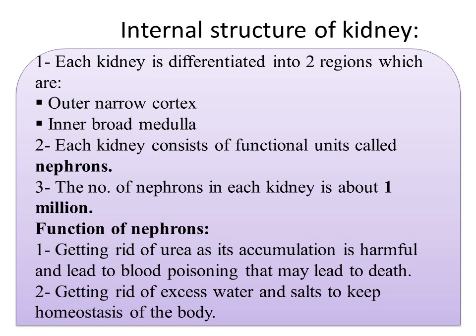So if I ask you about the function of the nephron, the nephron is the functional unit of the kidney, so the function of the nephron is the same as the function of the kidney: getting rid of the urea, because its accumulation is dangerous and leads to blood poisoning and may lead to death, and also getting rid of the excess water and salts to keep the homeostasis of the body. So the function of the nephron equals the function of the kidney, as the nephron is the functional unit of the kidney.